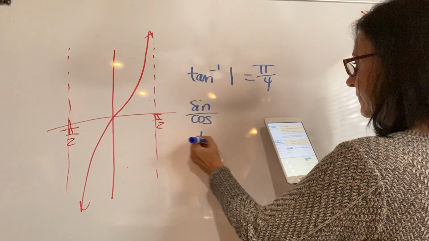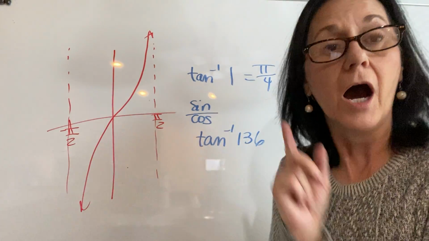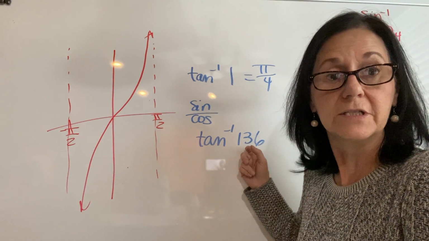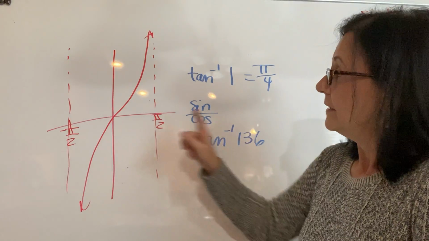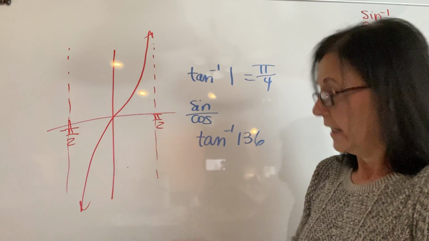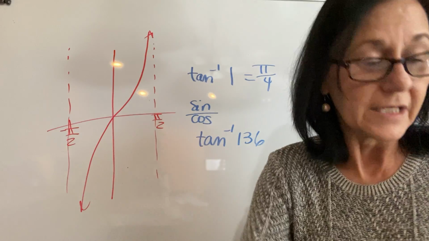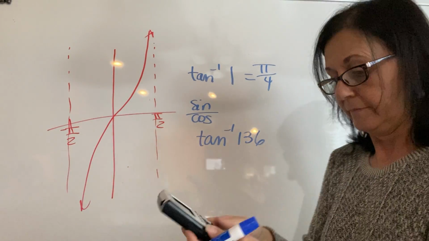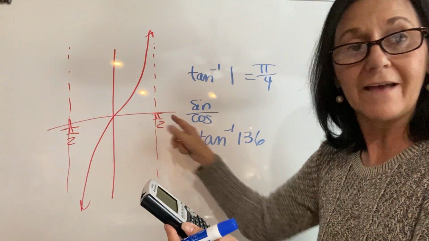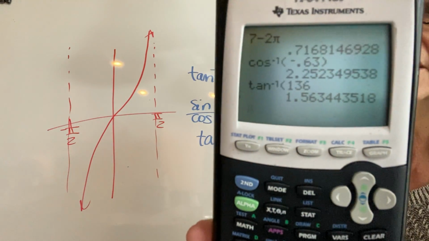Look at B. Inverse tan of 136. Unlike the sine and cosine, where this ratio is limited between negative 1 and 1, the tan goes from negative infinity to positive infinity. This is going to be in quadrant 1. I can do this in my calculator. So I do shift tan 136. I'm expecting that value to be in that first quadrant. And it is.